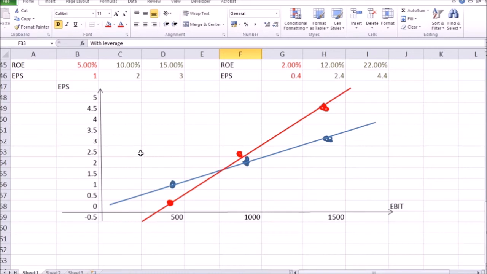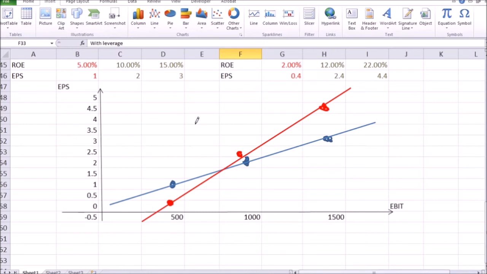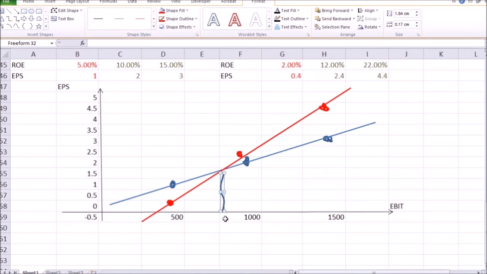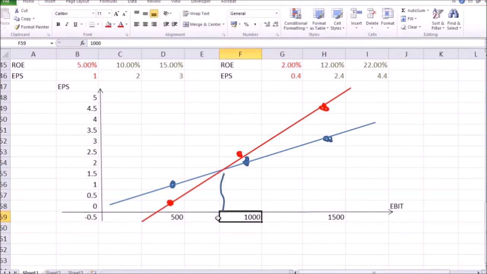But when things don't go well, on the left-hand side of the chart, when EBIT is around $500,000 or so, the red line is below the blue line. So actually the company with leverage is doing worse when things are not going well. And the next point of interest over here is this intersection between these two lines. At which level of earnings before interest and tax do both of these companies, with and without leverage, perform equally well? This value of EBIT is called break-even EBIT.